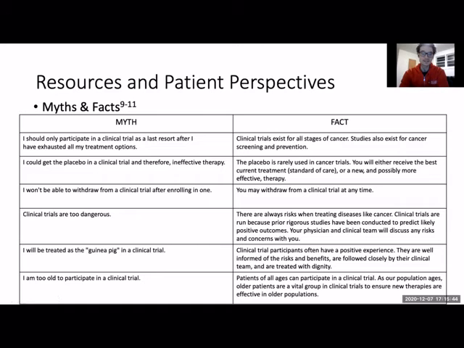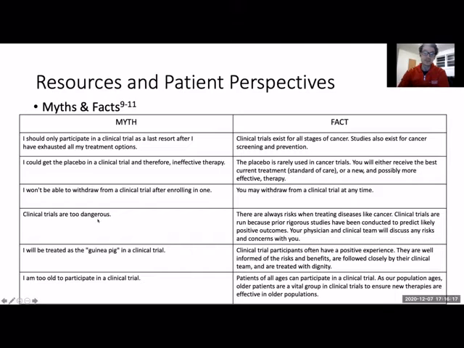Another myth is I could get the placebo in a clinical trial and therefore ineffective therapy. Well, the placebo is actually rarely used in cancer clinical trials. Usually, you will either receive the best current treatment, so the standard of care, or a new and possibly more effective therapy. Another myth is, I won't be able to withdraw from a clinical trial after enrolling in one. So this is not true. You have rights as a participant, and you can withdraw from a clinical trial at any time.